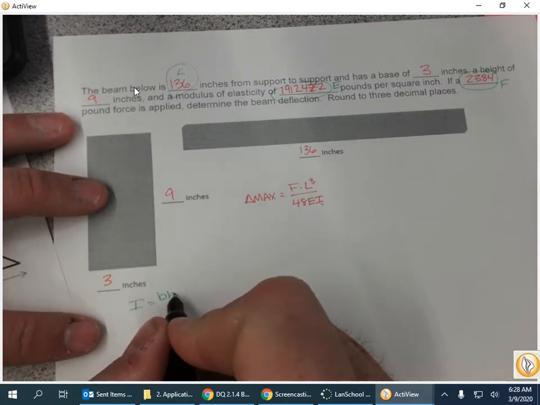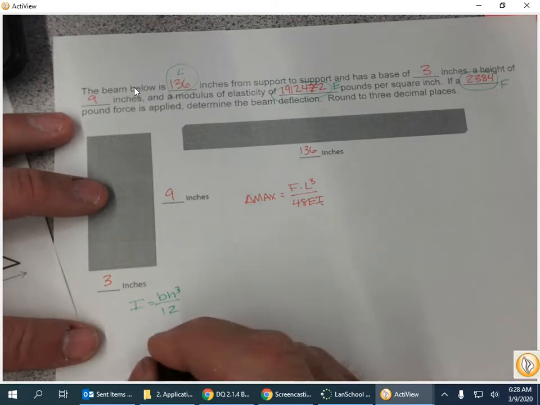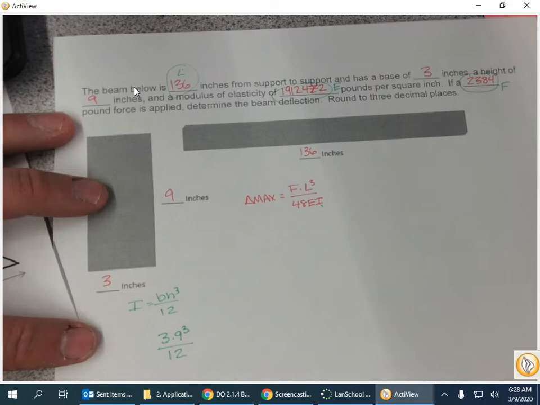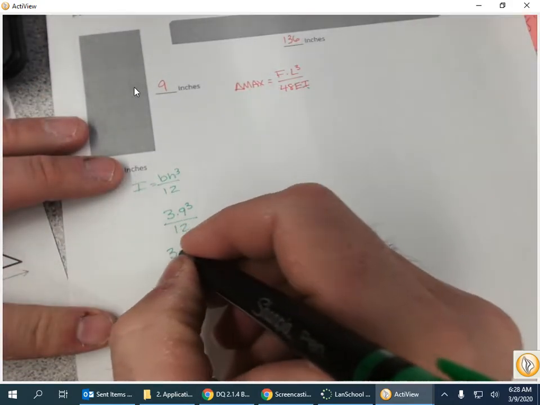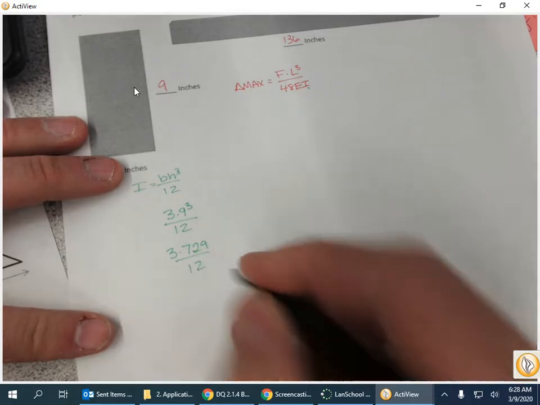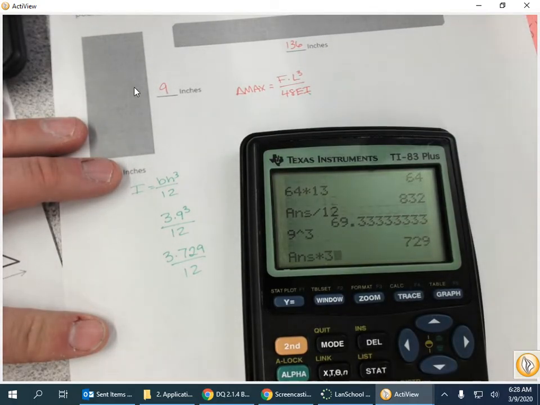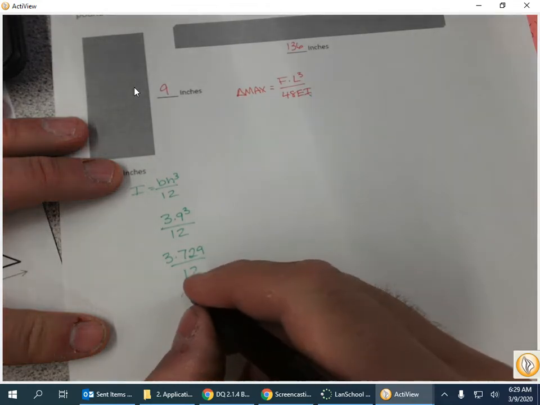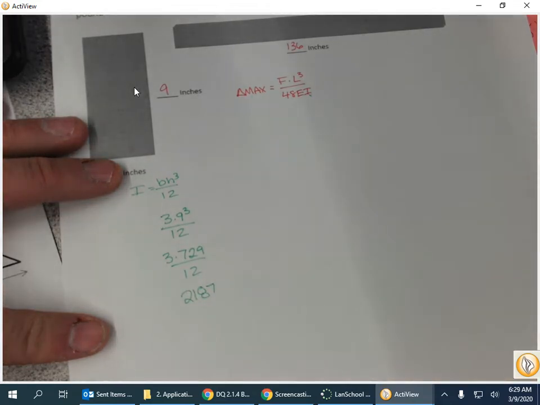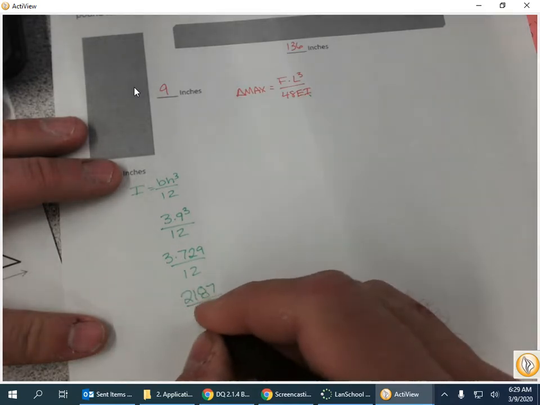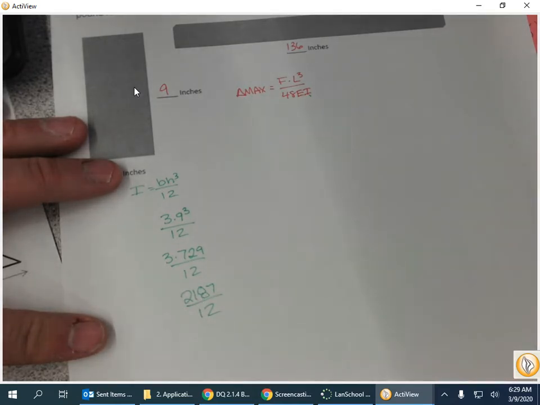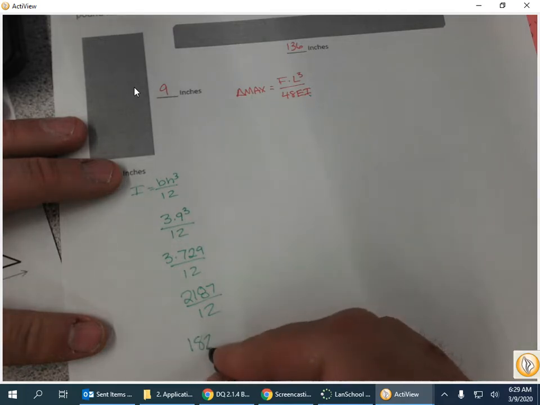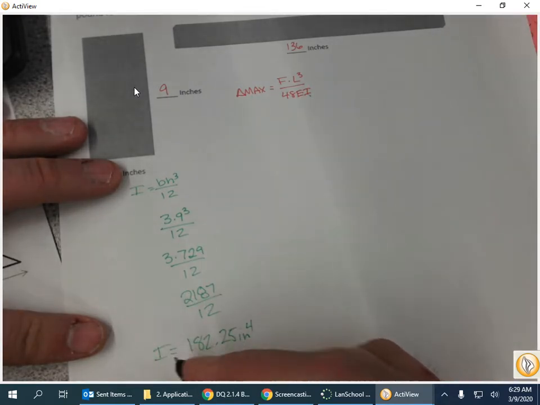I is base times height to the third over 12. So 3 times 9 to the third over 12. Make sure you do that exponent first. 9 to the third power is 729, divided by 12. So times 3 is 2,187, and divide by 12 is 182.25 inches to the fourth power. So now I know what my I is.